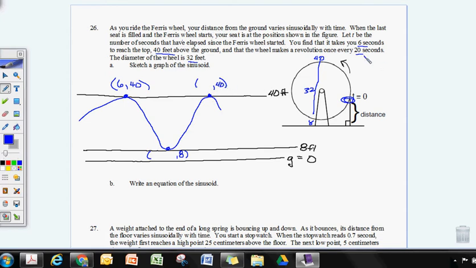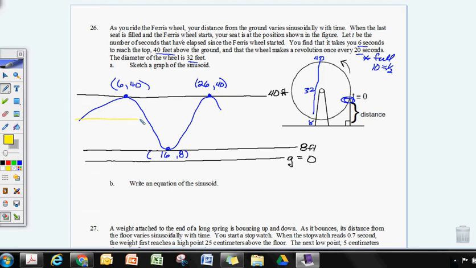But now that's where this 20-second comes in. Between 6 and this next point, 20 seconds occurs. So this is at the point 26. That also helps me. 20 seconds is a full cycle, so I know 10 seconds is half of the wave or half of the cycle. So this is occurring at 16 seconds. Once you have that, everything else kind of falls into place.